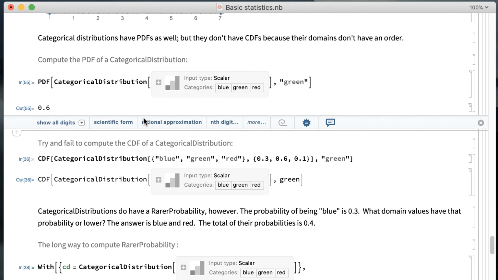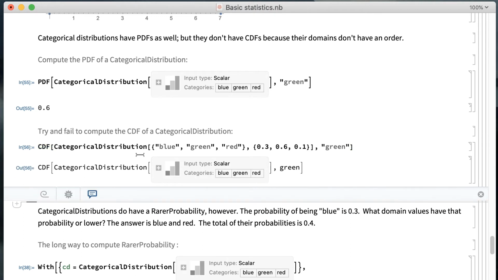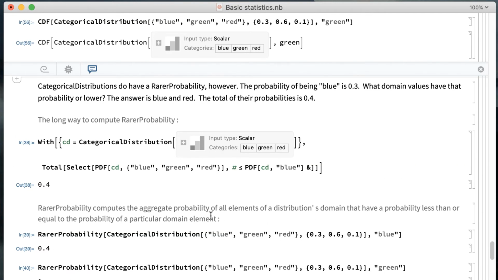Now, can you compute the CDF of a categorical distribution? First of all, I'm going to show you that Mathematica cannot do that. It just spits back what you gave it. The reason it fails is that the concept doesn't make any sense. A categorical distribution just has things that come out that don't necessarily have any ordering to them. So we can't really say what's the probability that you'll get a value less than or equal to green, because we don't know if red is less than or equal to green or blue is less than or equal to green. What they do have, though, is rarer probabilities.